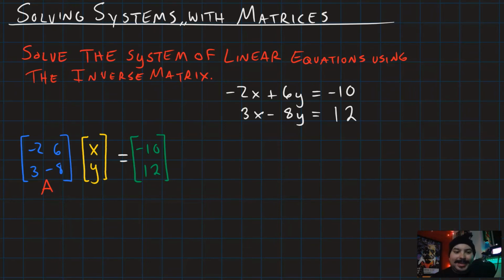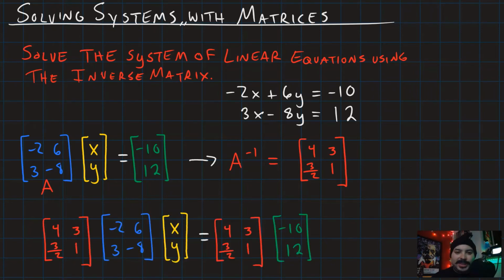So let's go ahead and find the inverse of matrix A using our graphing calculator. Using our Desmos calculator, we get A inverse is equal to 4, 3, 3/2, and 1. Now we can use this inverse matrix to cancel out our matrix A, turning it into the identity matrix, like so. Just like in an equation with normal variables, what you do to one side of the equation, you have to do to the other.